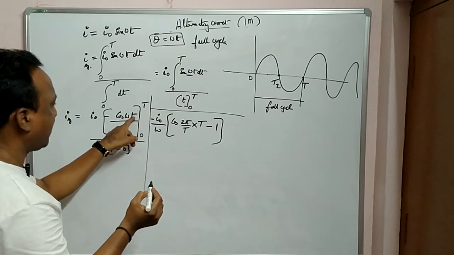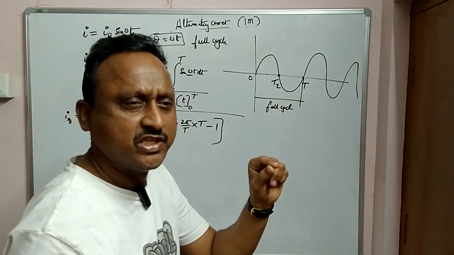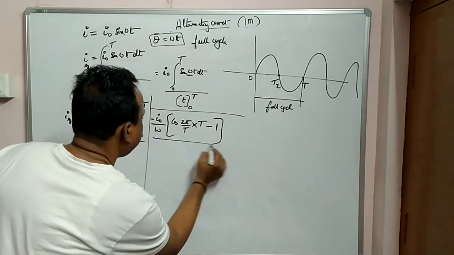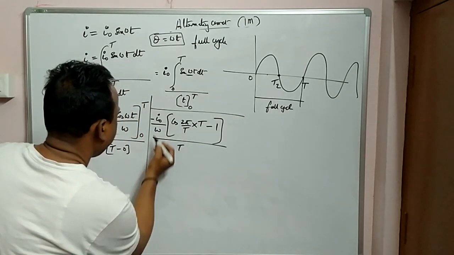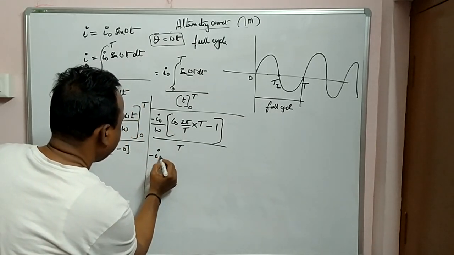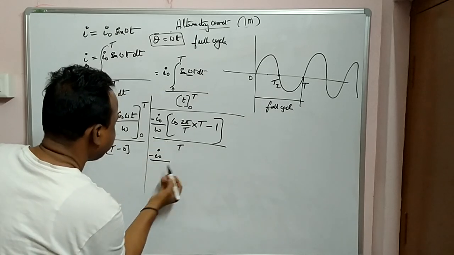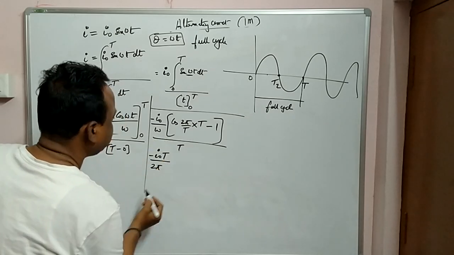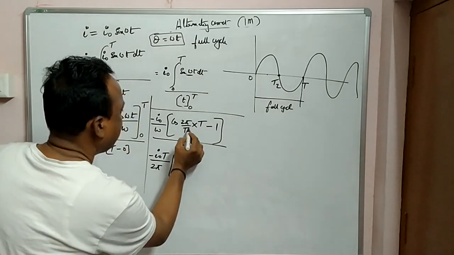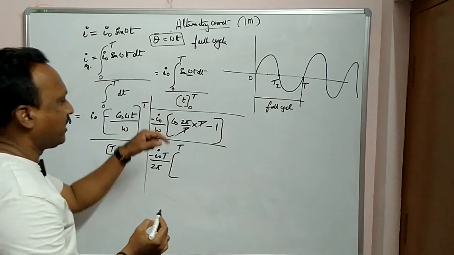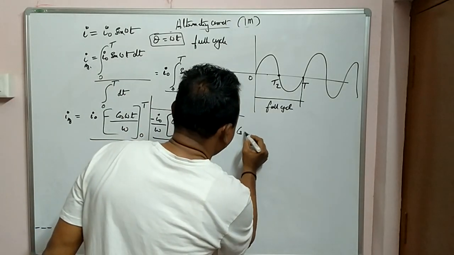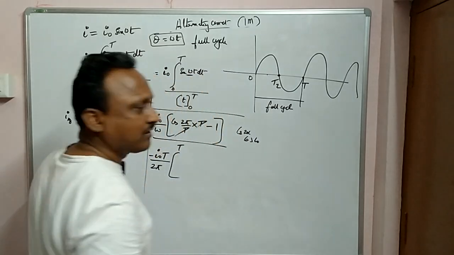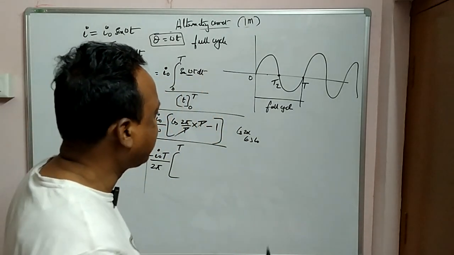Lower limit, if you put 0 in the place of t, 0 into omega 0, so cos 0 is 1 by t. Now continue, minus I0 by omega. I'll also change this to 2 pi by t or pi, so t gets cancelled. What is cos 2 pi? Cos 2 pi is cos 360.